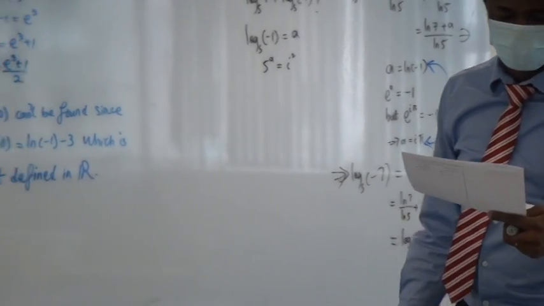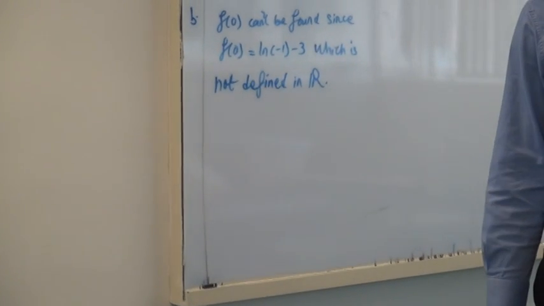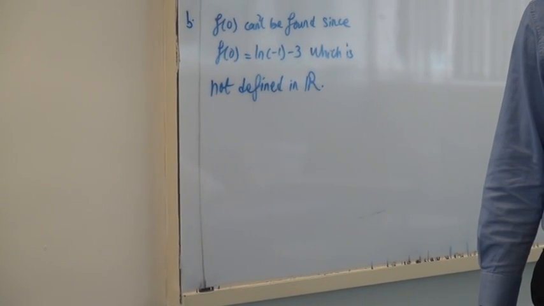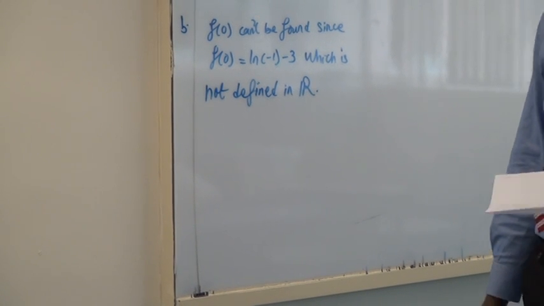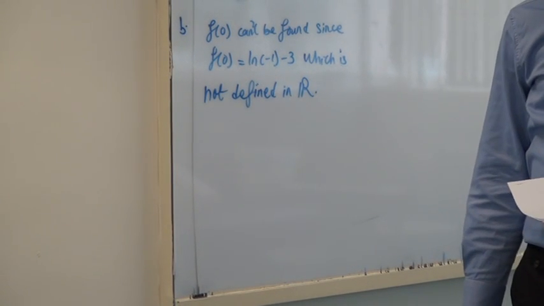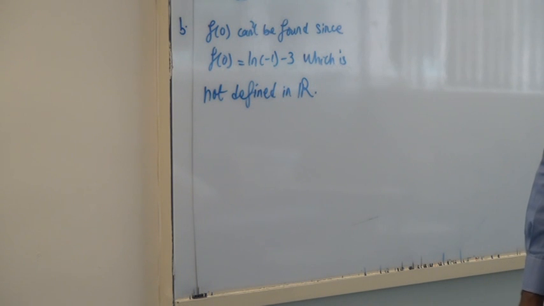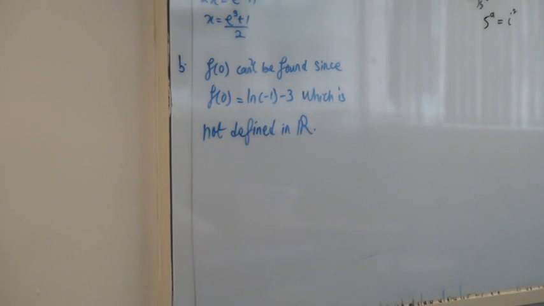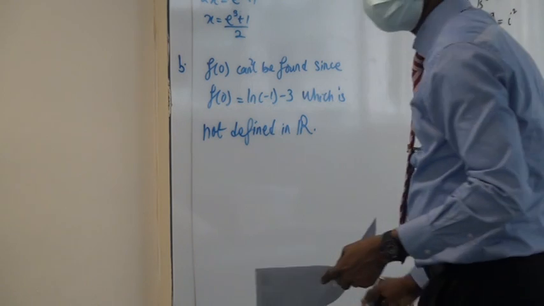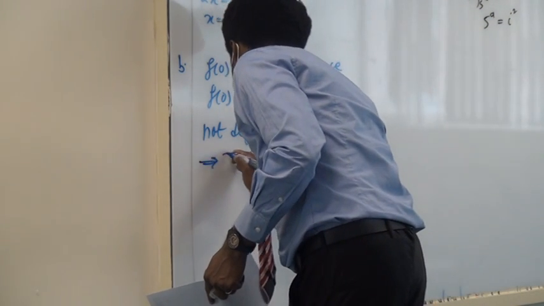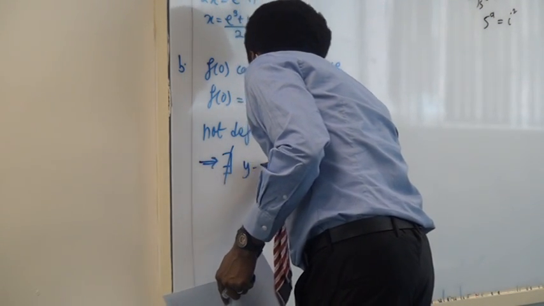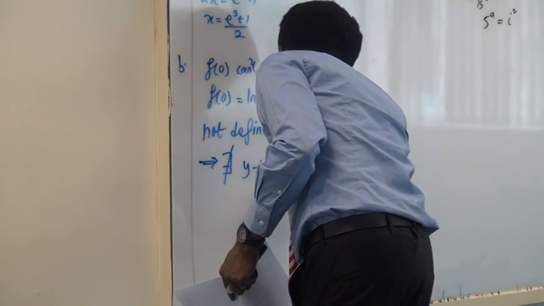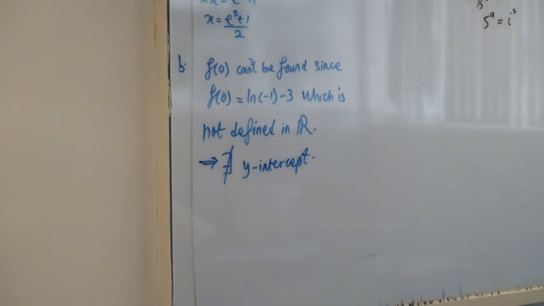So the next question is, what is the significance of this result? We just said it is not defined. So what does that mean in the real? There is no y-intercept. Thank you. This means there exists no y-intercept. So when you are sketching your curve, don't expect it to cross anywhere on the y-axis.